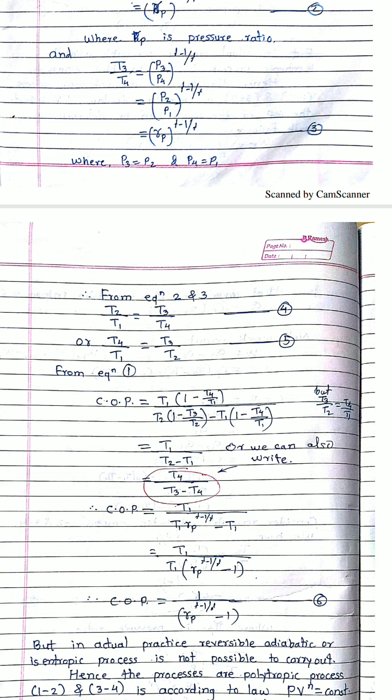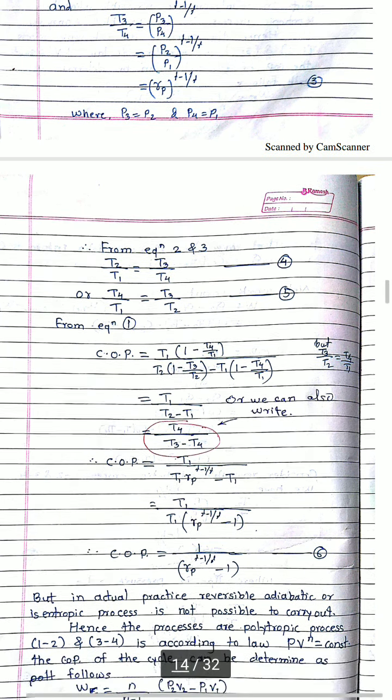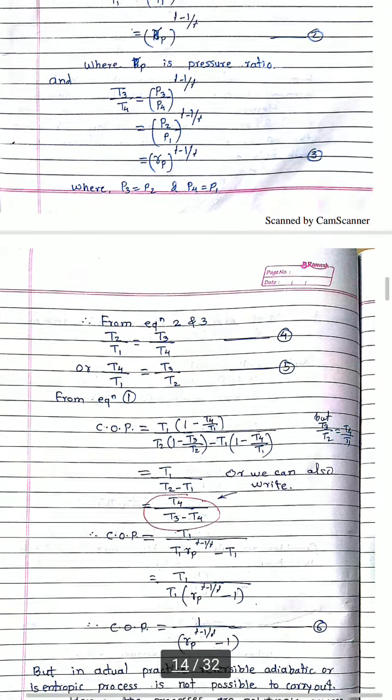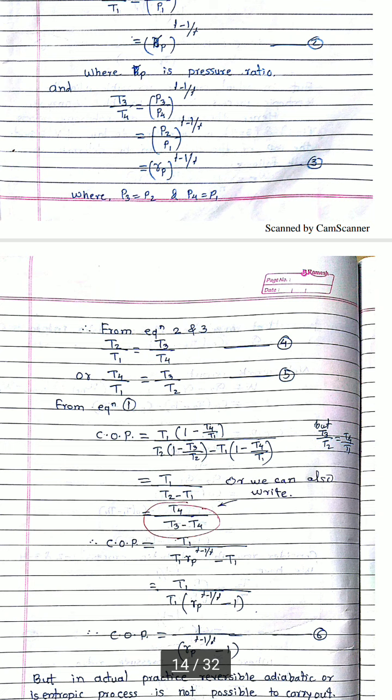T1 in the numerator and denominator is taken as common and cancelled. So T1 gets cancelled out, and the COP of the Bell Coleman cycle is 1 upon Rp raised to gamma minus 1 upon gamma minus 1. This is the final formula for the COP of a Bell Coleman cycle, which indicates that the COP of a Bell Coleman cycle is a function of only the pressure ratio. Only the pressure ratio.